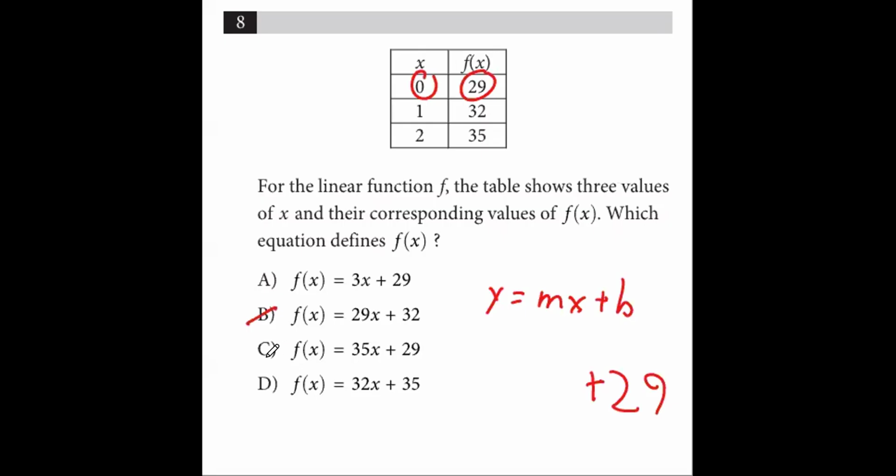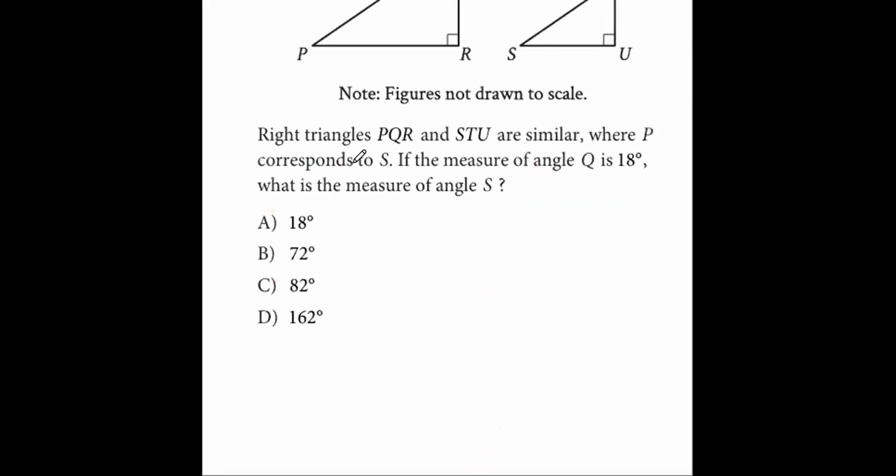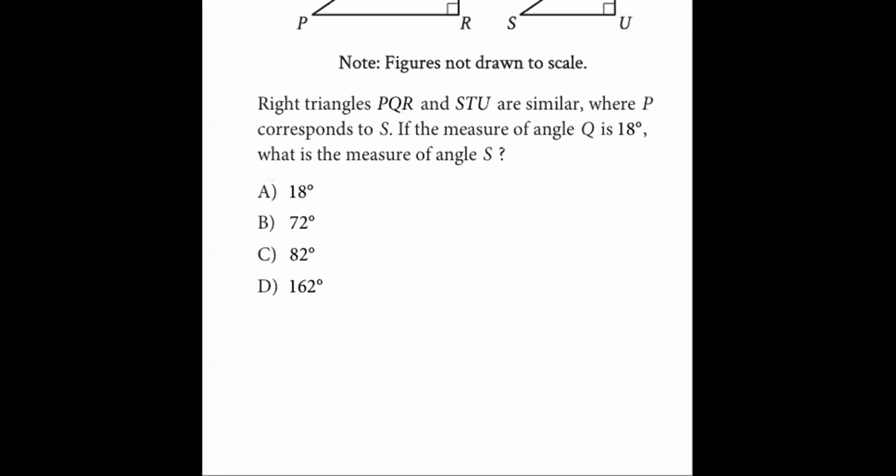So get rid of these two. And then for the slope, when we go from 0 to 1, we increase x by 1 and we increase y by 3. So our slope would be 3x plus 29, which is answer A. And then from 1 to 2, we go up 1 and we go up 3, just to check. So the answer is A. Question 9.